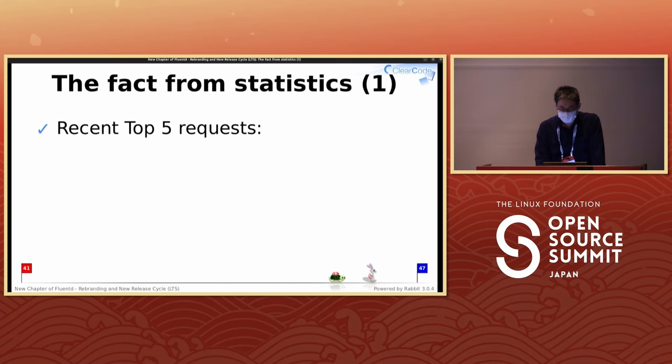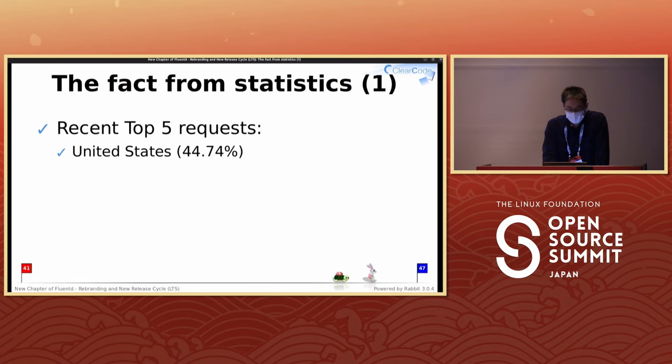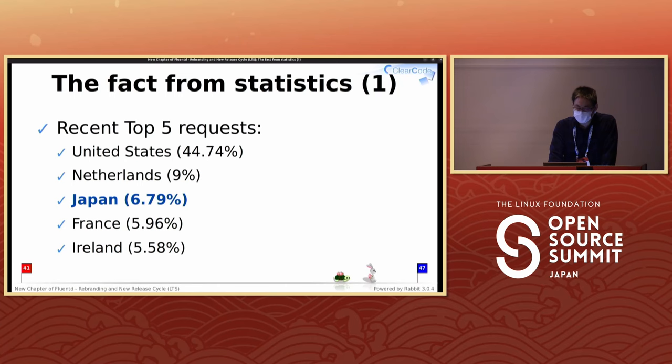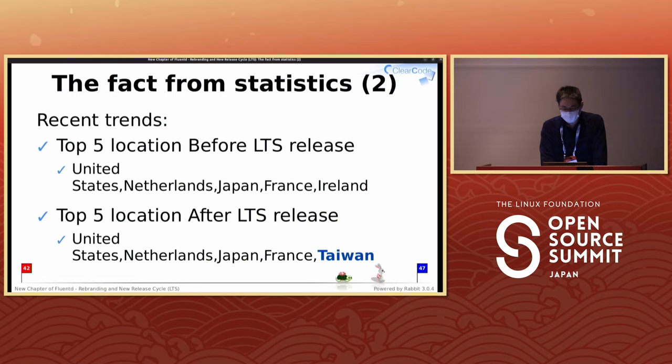First, I will introduce recent top file requests against the td-agent Fluentd package repository on AWS. Most of the requests come from the United States, followed by the Netherlands, Japan, France, and Iraq. In Japan, the td-agent Fluentd package was used more than we expected. Comparing before LTS and after LTS, the access from Taiwan has gradually increased. It is a curious fact, but I don't know the reason why. If anyone knows the reason, please tell us later.